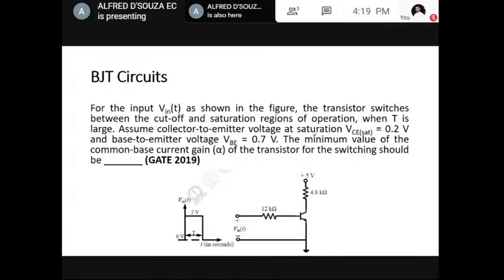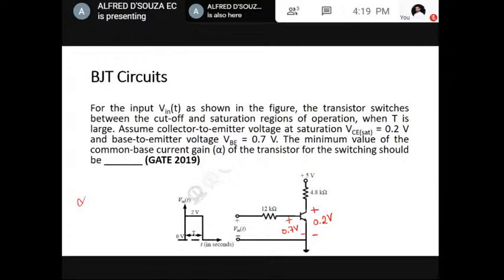For the input Vin of t as shown in the figure, the transistor switches between cutoff and saturation regions when t is large. Assume collector to emitter voltage at saturation is 0.2 volt. So when the transistor is completely on, the voltage VCE is 0.2 volt. That is the saturation voltage. Base to emitter voltage is 0.7 volt. The minimum value of the common base current gain of the transistor for the switching should be.